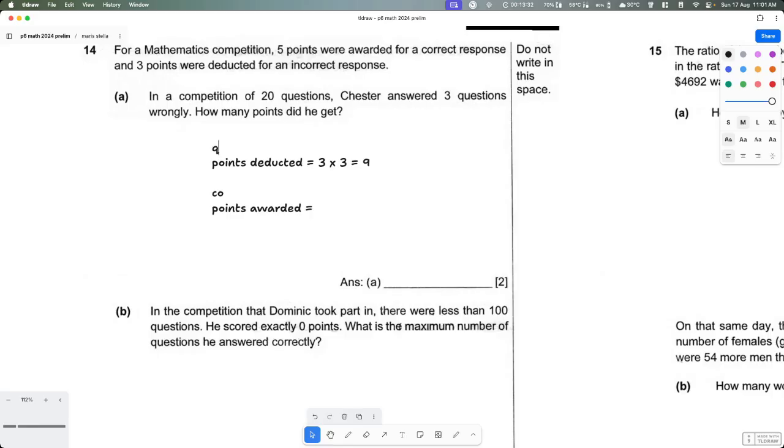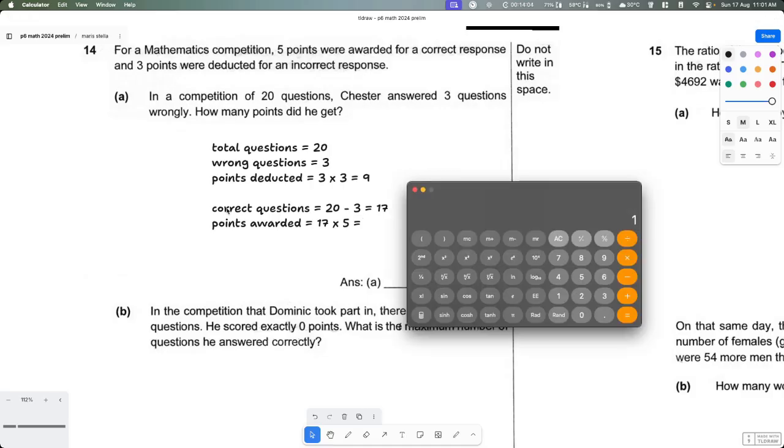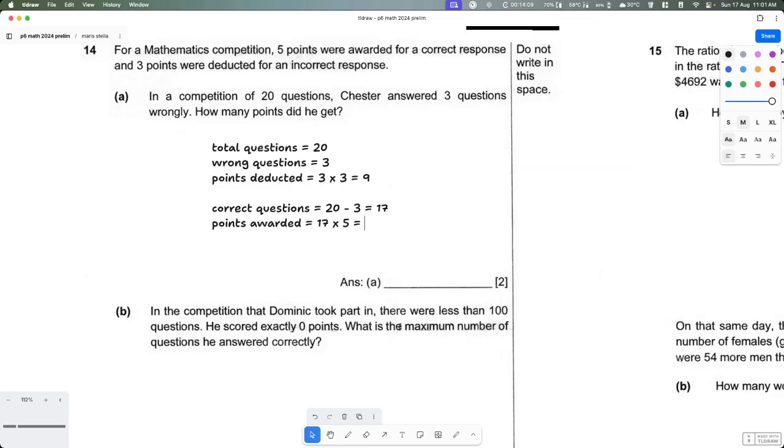So wrong questions is equal to 3. Total questions is equal to 20. So correct questions equal to 20 minus 3, and this will give us 17. So points awarded is basically 17 times 5. It's equal to, I think it's 85. So 17 times 5 is equal to 85. Okay, so we have 85.